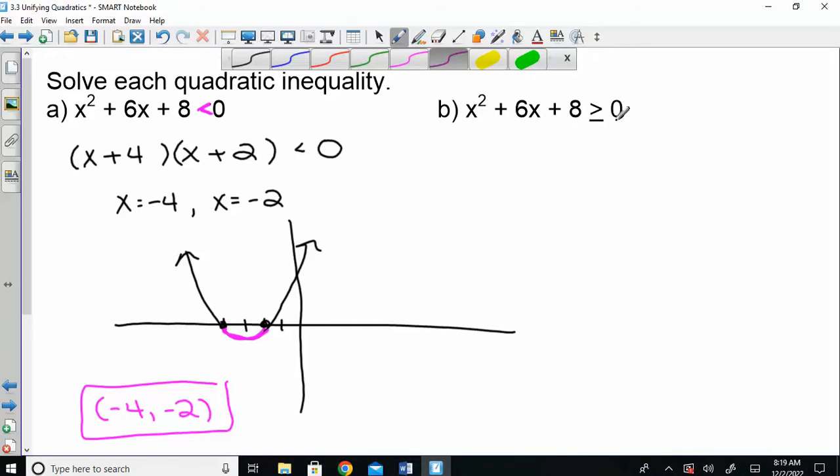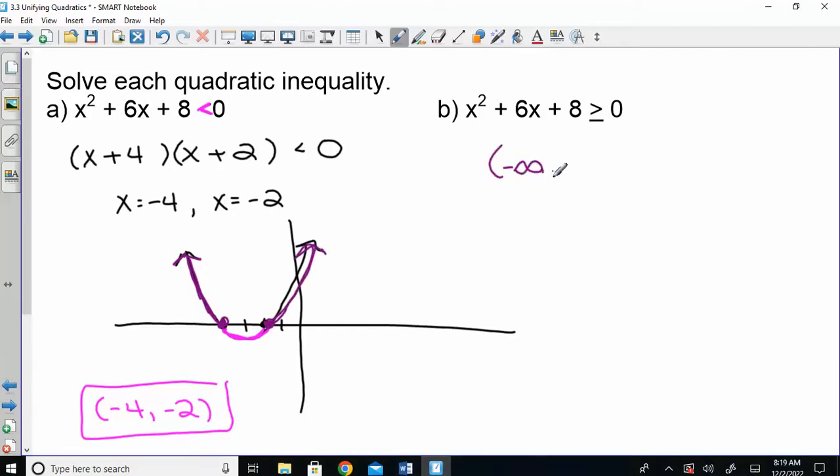For part B, I had the same equation, but this time I was asking for greater than or equal to 0. So greater than is above, equal to includes those points. So what would my answer be for part B? Negative infinity to -4, and -2 to infinity. And we have brackets on the -4 and -2 because of the equal to.